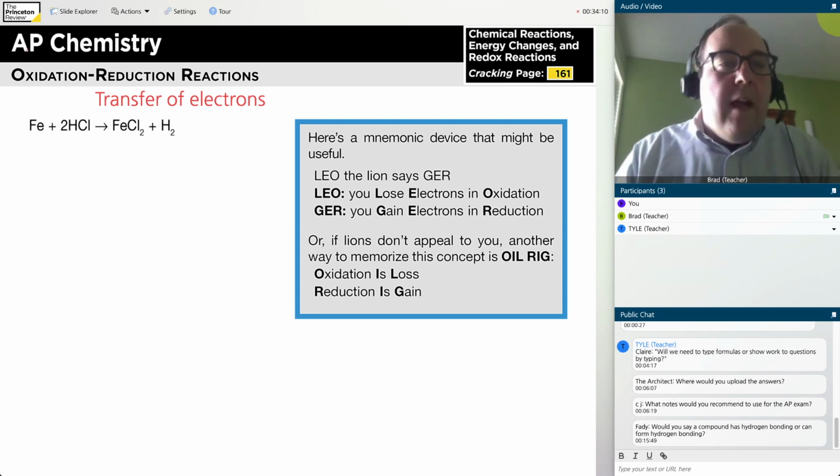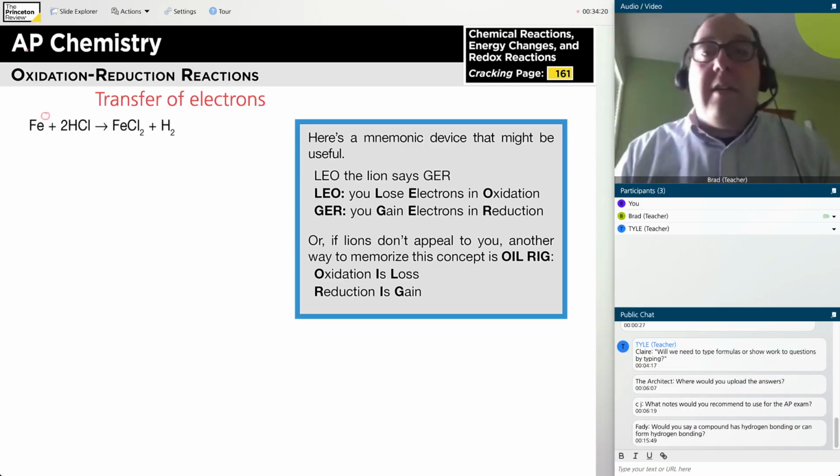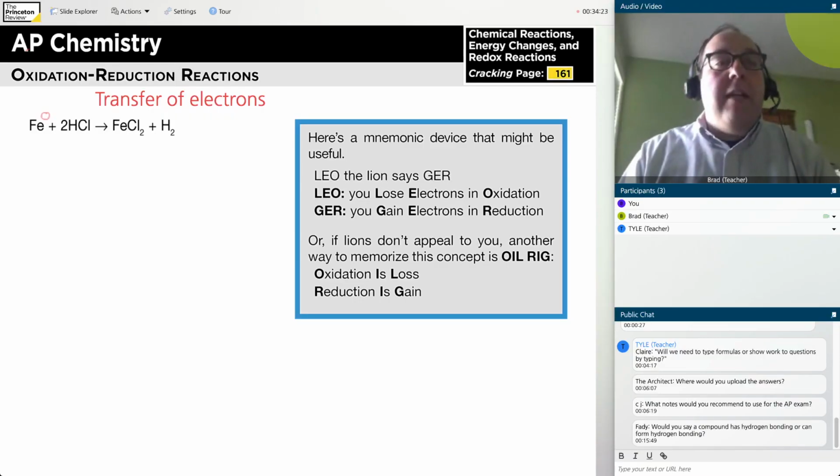So if we're taking a look at this reaction right here, we start off with iron. And this is just an iron atom with nothing else attached. So it's its elemental form. Any atom in its elemental form is going to have an oxidation state of 0. For HCl, H and Cl usually take predictable oxidation states. H tends to be +1 and Cl tends to be -1, so that's pretty straightforward.